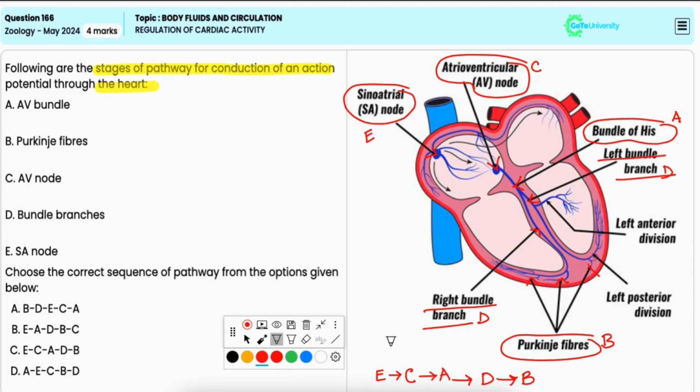Thus, the sequence is SA node, then AV node, then AV bundle, then bundle branches, and finally Purkinje fibers. That is E, then C, then A, then B, then D, then B. Hence, the correct answer is option C.